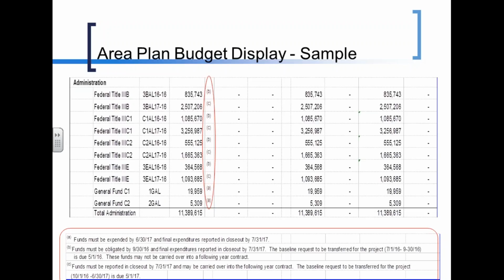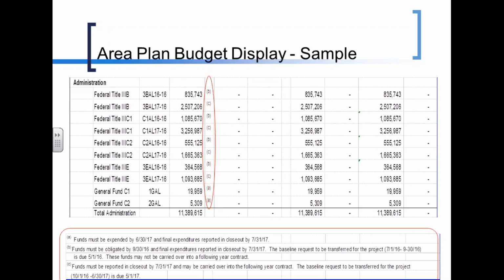Item C of the footnote, footnote C, which you can see is like the second line item of the display, so it's the federal fund Title 3B. This is the new grant, the grant that becomes available October 1st, 2016 in this contract. So those funds must be reported in the closeout by July 31st, and those potentially will be carried over into the next contract.